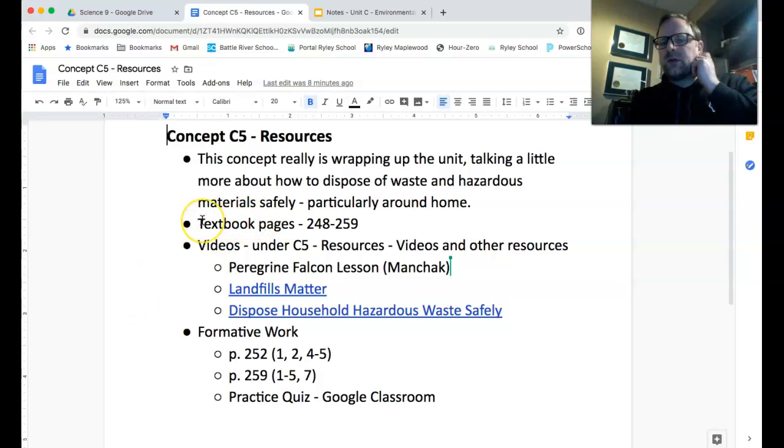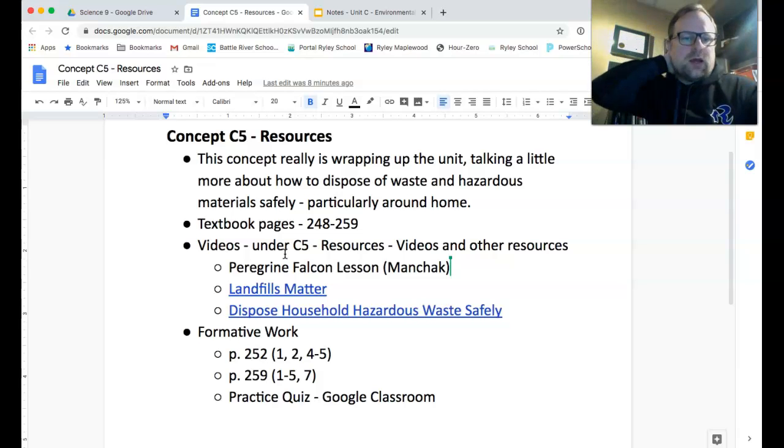This will be posted in the Google Classroom, where the video is posted, so you'll be able to find the textbook pages on there as well, in your textbook, if you want to use that as a resource other than your notes.